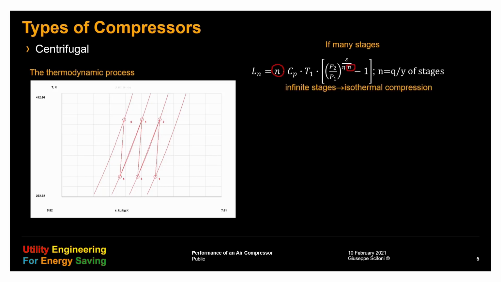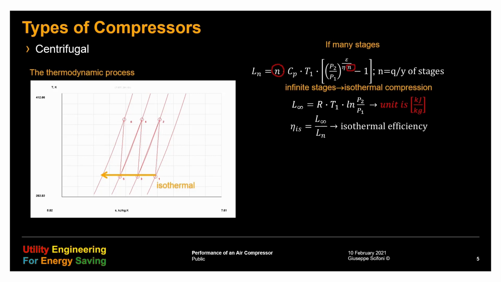If the stages are infinite, we get the formula of the isothermal work, and this is the minimum compression work under given conditions. The isothermal efficiency describes how close the compressor performance is to it. We have spoken till now about work and not power yet. What is missing? The mass flow rate.